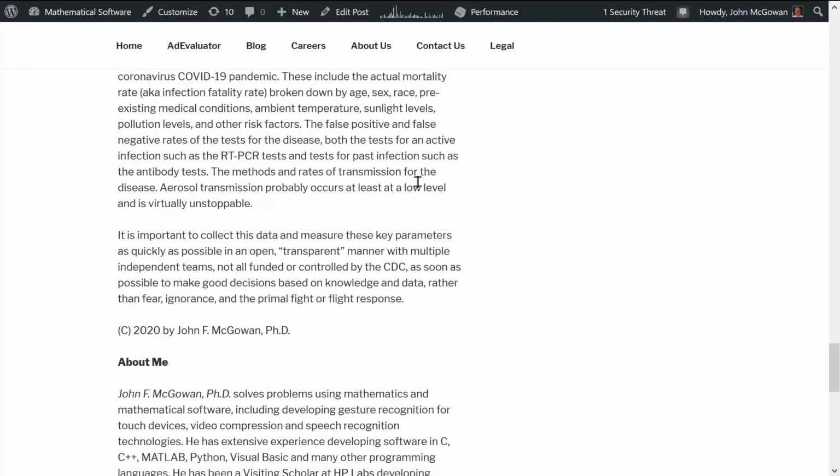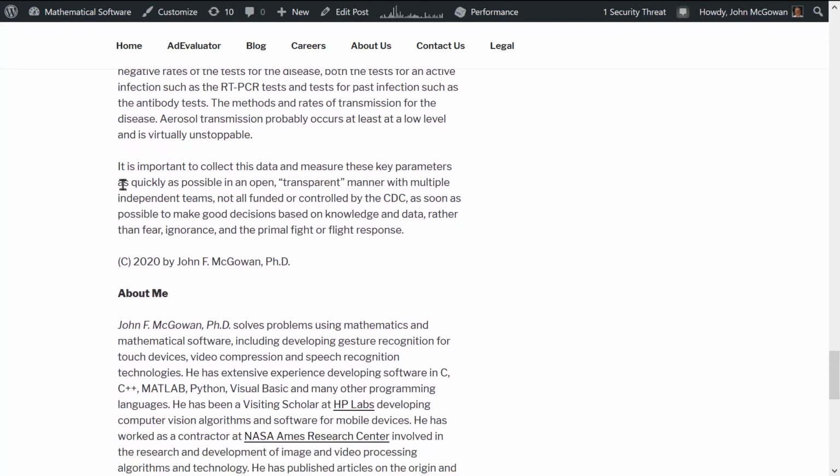The methods and rates of transmission for the disease. Aerosol transmission probably occurs at least at a low level. It's virtually unstoppable. So you have to wear a spacesuit 24/7 to avoid it. It is important to collect this data and measure these key parameters as quickly as possible in an open, transparent manner with multiple independent teams, not all funded or controlled by the CDC, as soon as possible to make good decisions based on knowledge and data rather than fear, ignorance, and the primal fight or flight response.